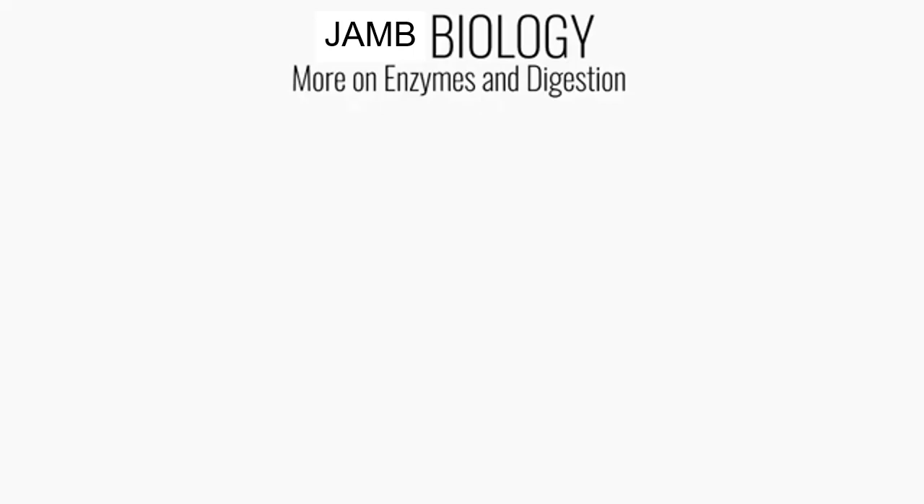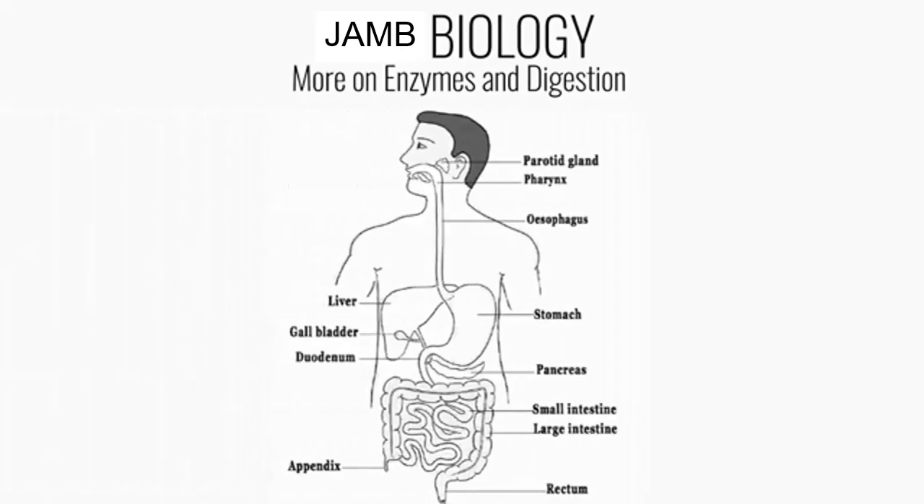So guys, I'll start by reminding you that the digestion of food is catalyzed by enzymes, and we have lots of these enzymes in our digestive system. These enzymes are produced by cells in glands and in the lining of the gut. Just like we know already from our previous lesson, different enzymes catalyze the breakdown of different food molecules. So we'll use this diagram to study the parts of the digestive system as well as the enzymes they produce or secrete.